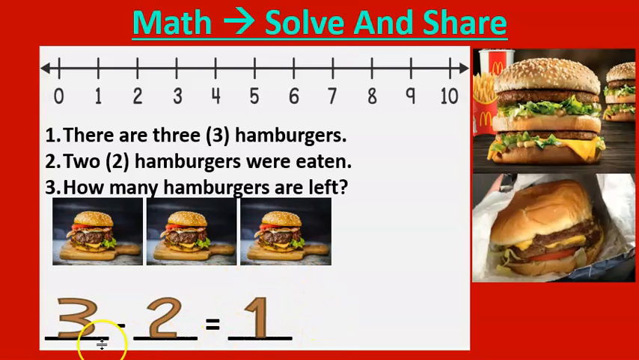Okay? Now say it with me, boys and girls. 3 minus 2 equals 1. Let's say it again. 3 minus 2 equals 1.